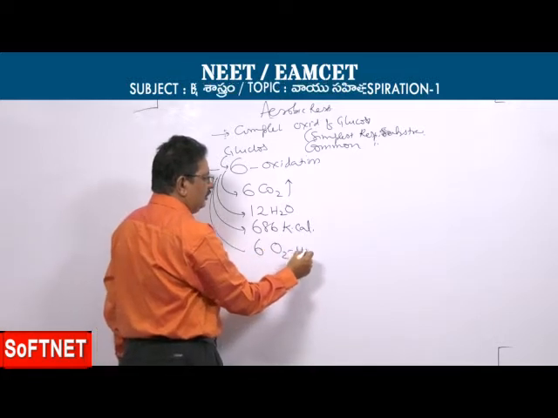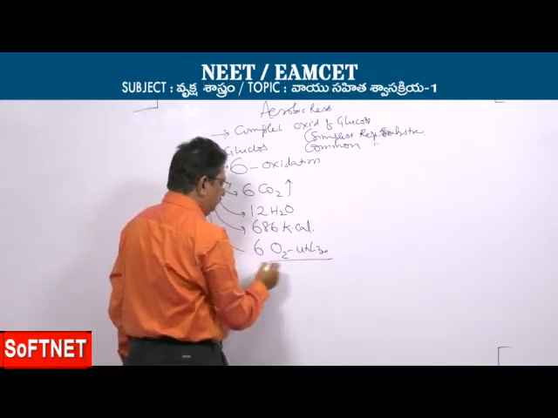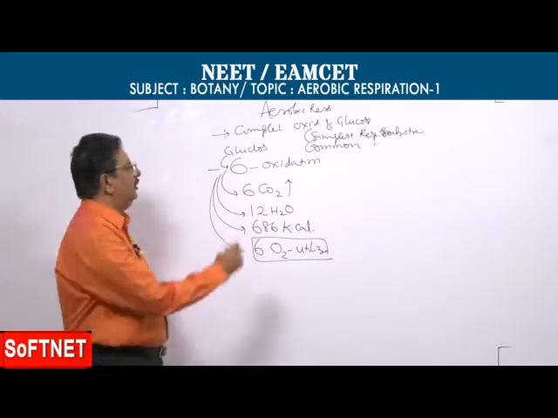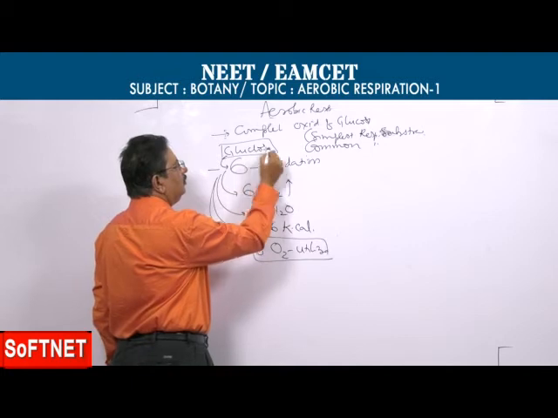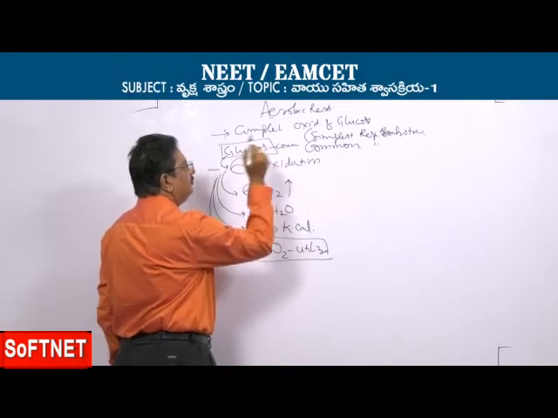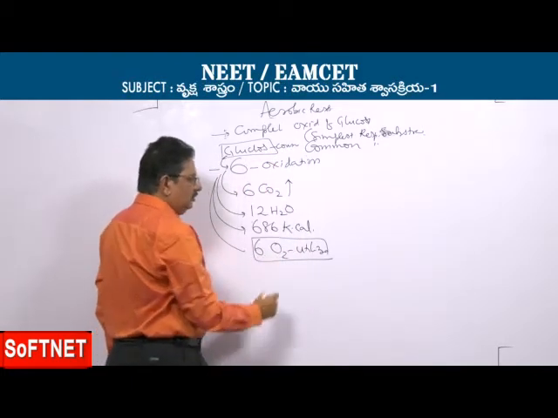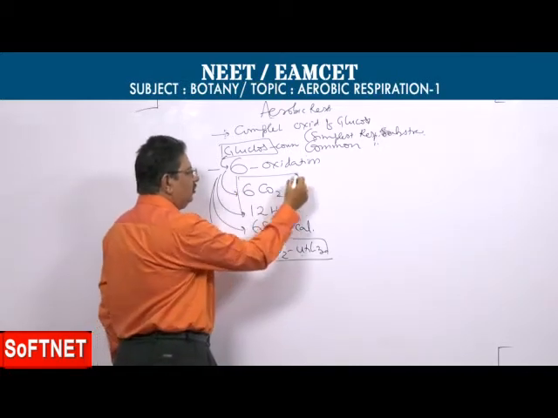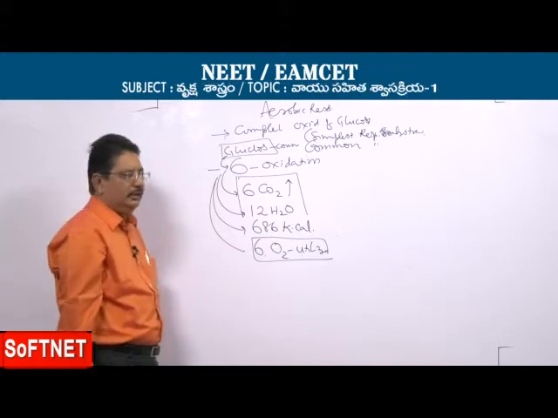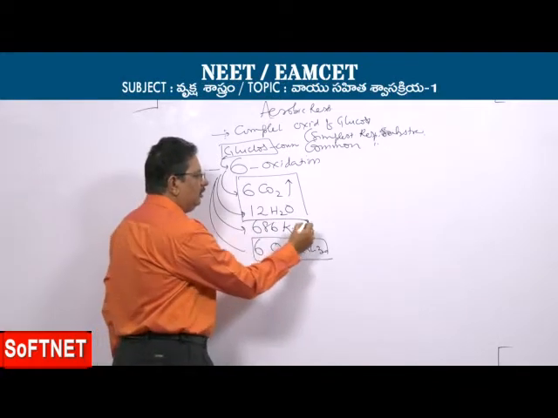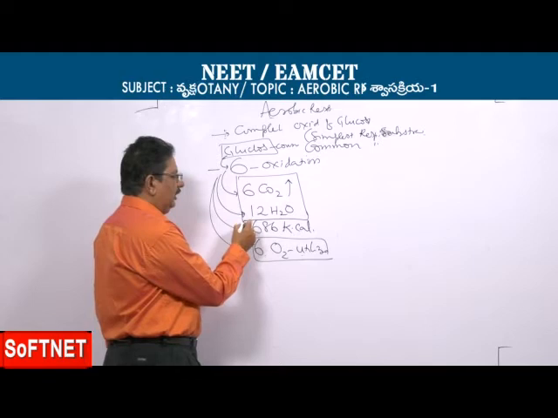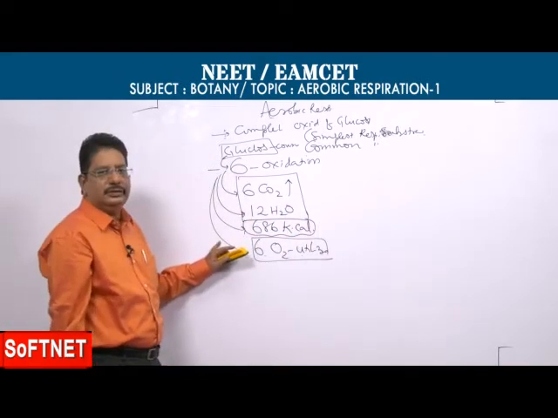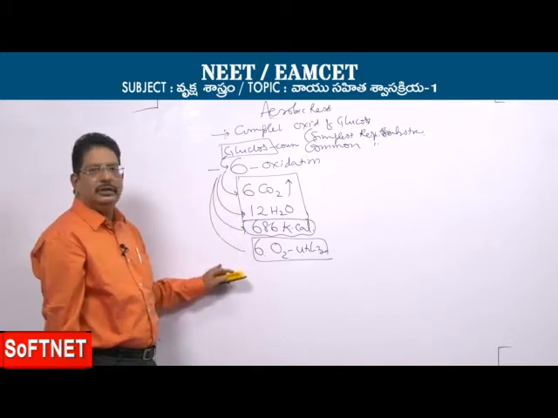oxygen molecules are utilized. So, let us take the summary. During aerobic respiration, one molecule of glucose is consumed, 6 molecules of O2 utilized, 6 CO2 molecules liberated, and 12 water molecules are released, and 686 kilocalories of energy is released. So, this is the summary.